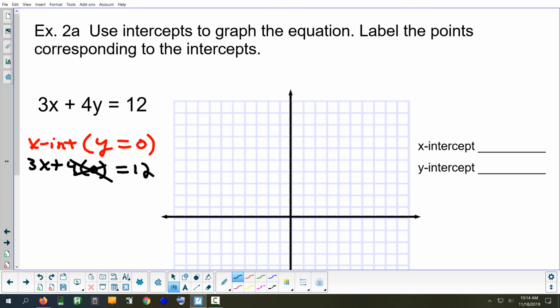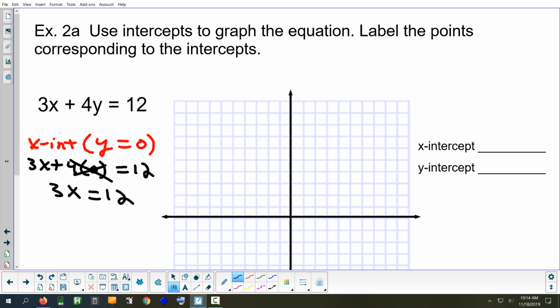4 times 0, or 0 times anything, cancels out. Leilani, what's left there? 3x by itself. So we got 3x by itself, and what about on the other side? 3x equals 12.